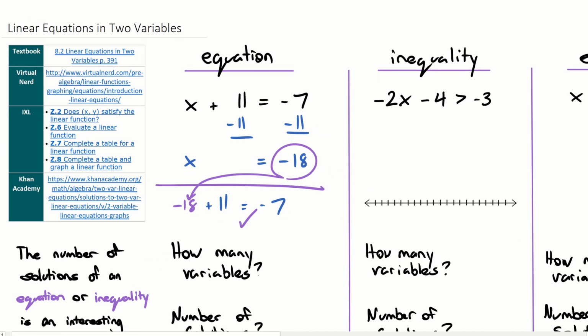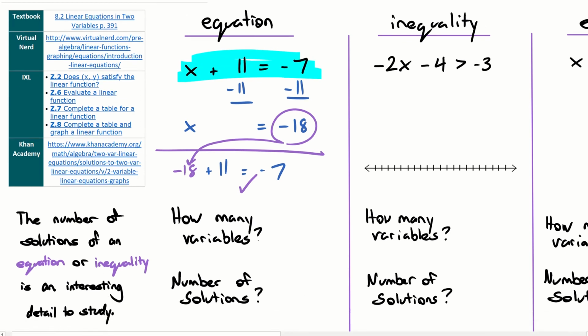All right, so if we're examining the original equation, this one right up here, x plus 11 is equal to negative 7, let me ask you something, folks. How many variables did it have? Well, it had just the one, the x. And how many solutions did it have? Just the one, negative 18. So it had one variable, x, and had one solution, negative 18. Interesting.